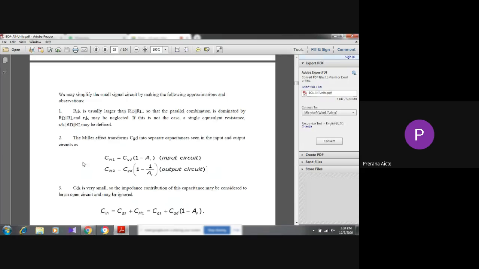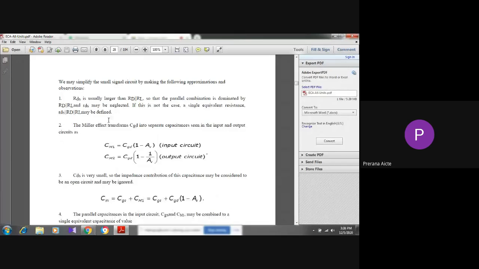Now we may simplify the small signal circuit by making the following approximations and observations. See what our approximations are. RDS is usually larger than RD parallel RL. So we have to assume these points. So the parallel combination is dominated by RD parallel RL, and RDS may be neglected. If this is not the case, a single equivalent resistance may be defined.